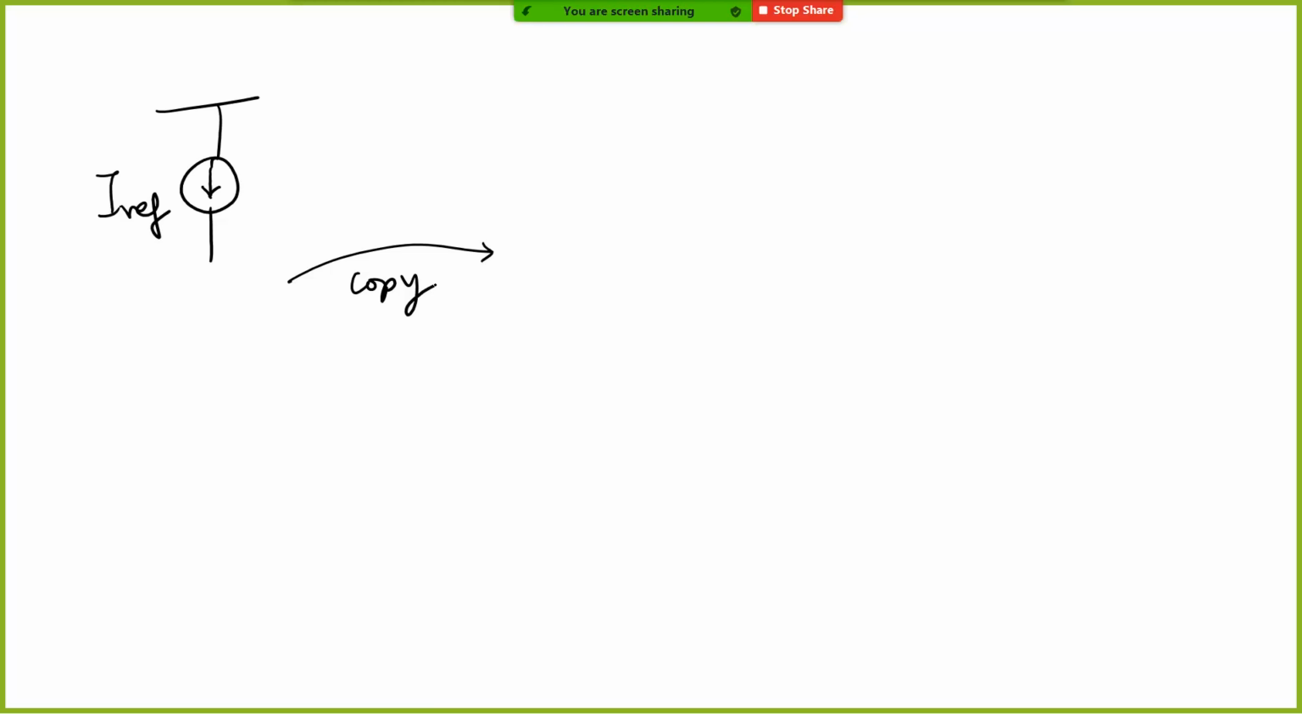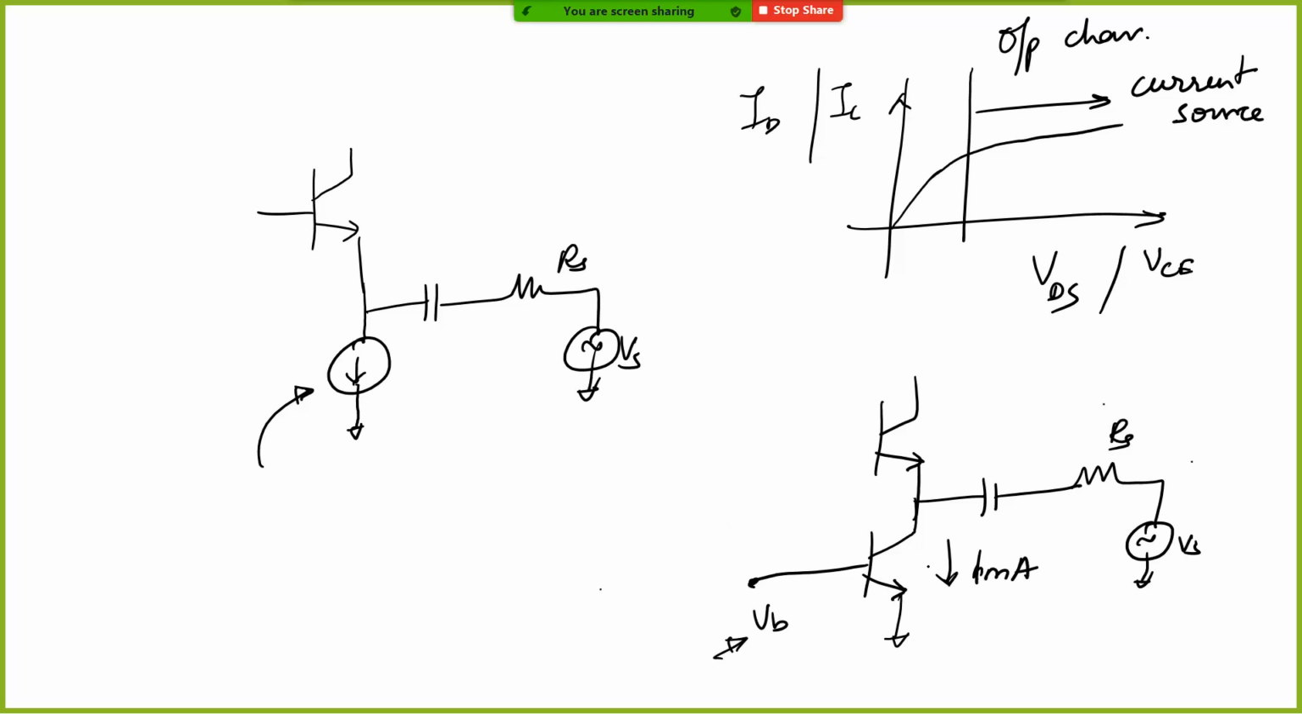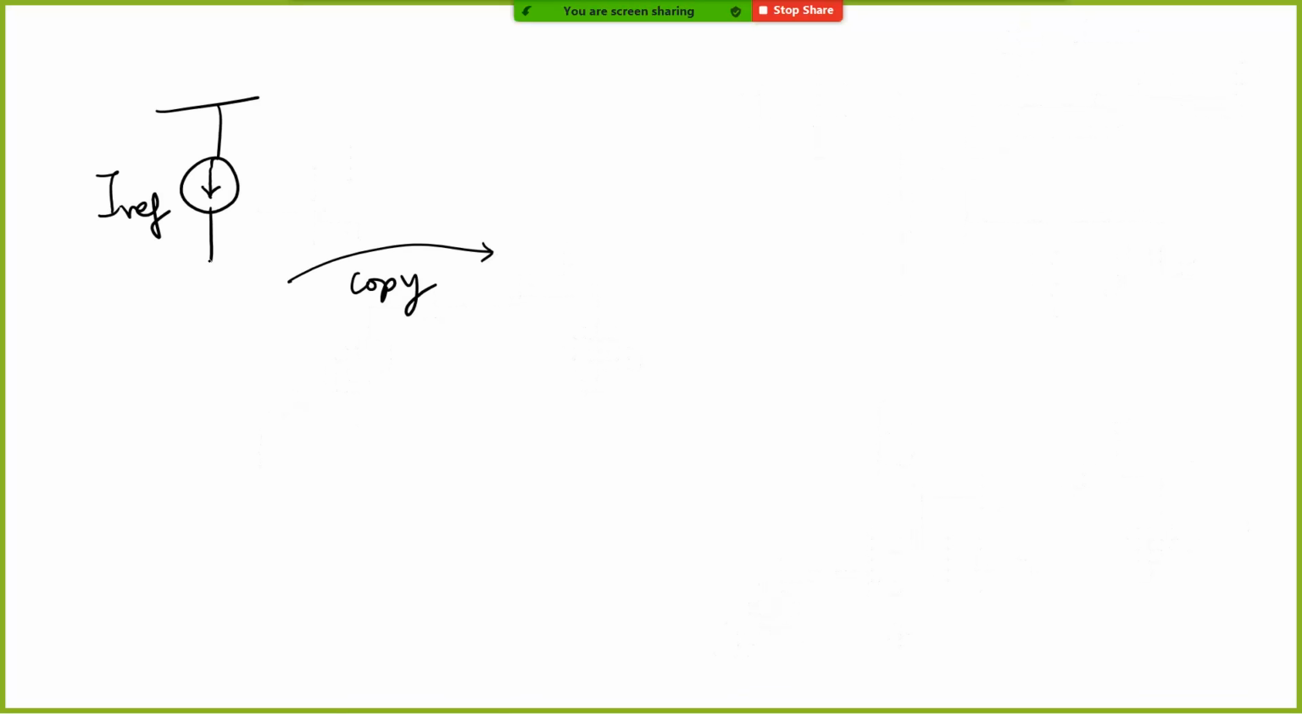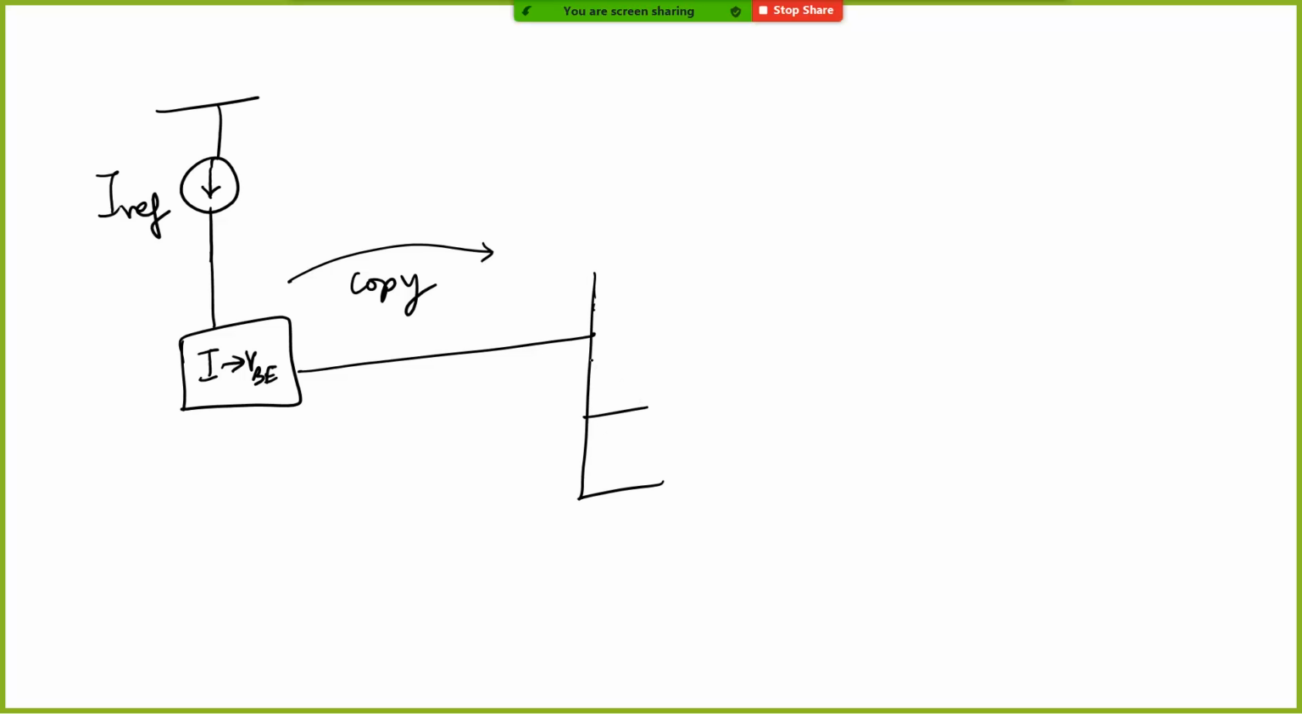Now, when I say copy, basically what do you need to do in order to replicate this current, or let's say you want to have a ratio of these currents, right? What you need is a suitable VB. Okay, the way in which it is copied is basically you put something here which does this current to VBE translation. Okay, and this VBE is given to multiple blocks that need it.